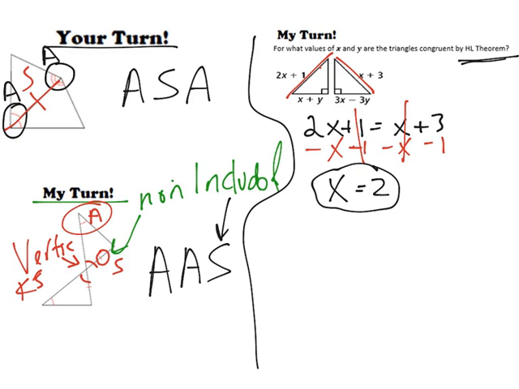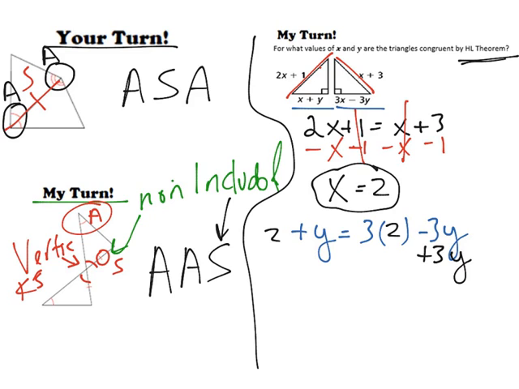Now I'm going to use this and say, well, these two legs are also equal. So I'll say x plus y equals 3 times x minus 3y. But we know that x equals 2, so we're going to go ahead and substitute our 2 value here and here. At this point, I will just add 3y to both sides because I want to keep it positive. And I'll subtract 2 from both sides.